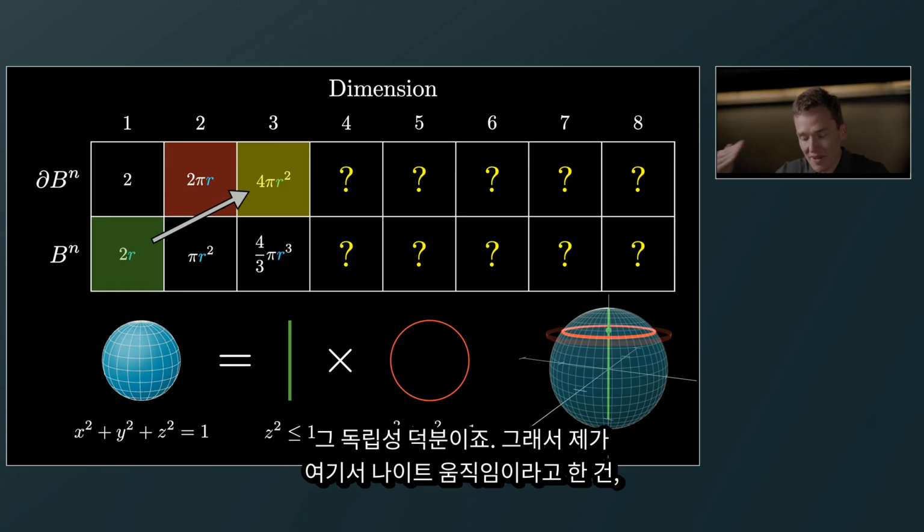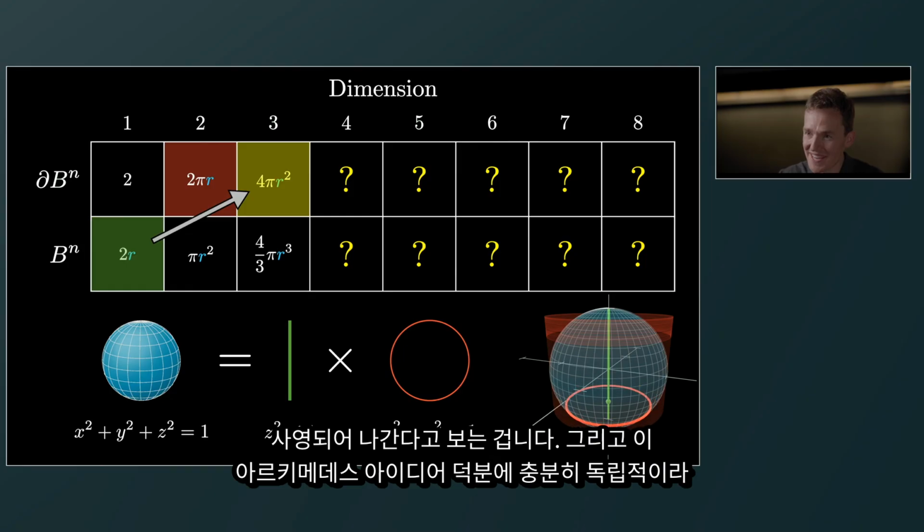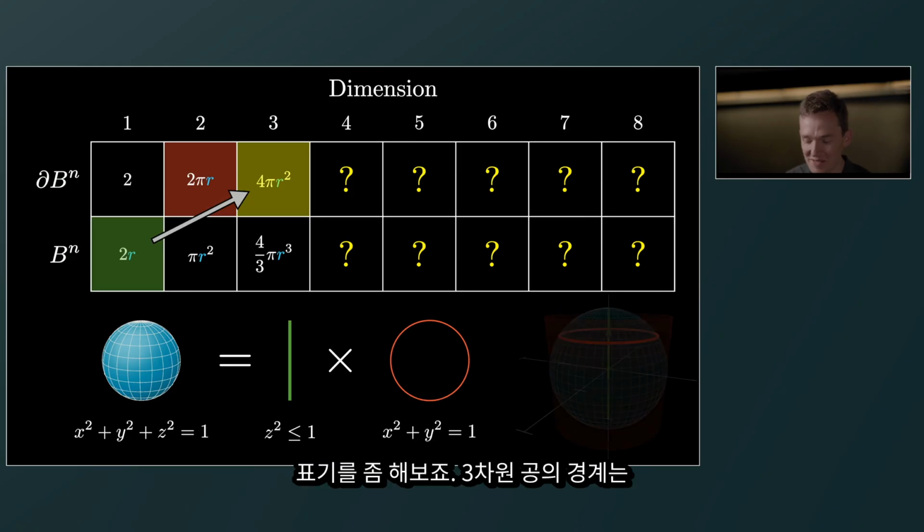So that's what I mean by taking a knight's move here, is that if we're taking that interior of a 1-dimensional ball, and each one is kind of getting turned into a circle projected out, and because of this Archimedean idea, it's independent enough that we're safe to just multiply those numbers. Now, what's this going to look like in 4 dimensions? Okay, so we're going to give some notation here.